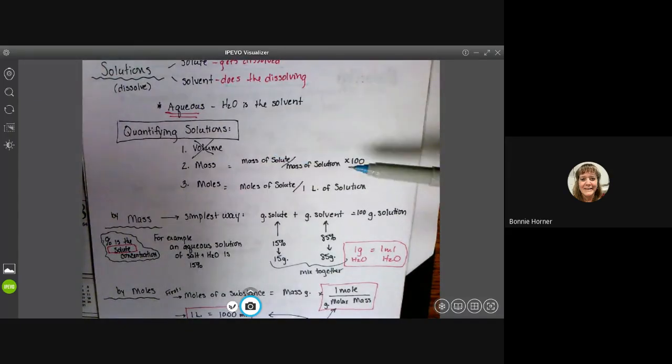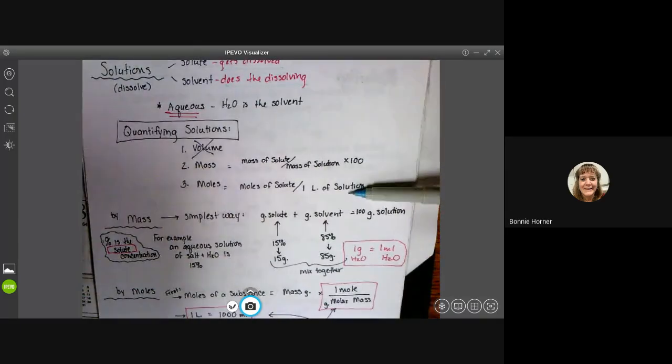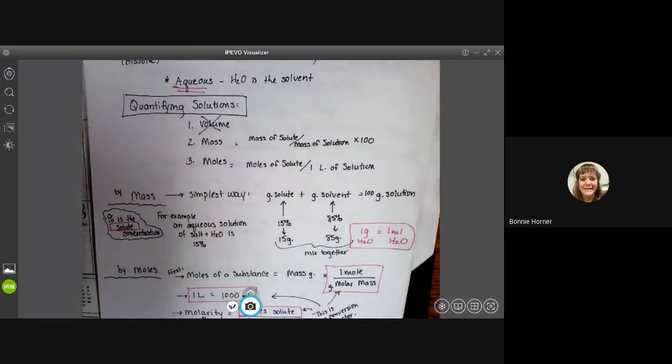When it's mass, we usually say percent mass, okay? And it's basically the mass of the solute per the mass of the solution times 100. And we'll see how to calculate them below. And moles is moles of the solute per 1 liter of the solution. So let's get to how we figure these out.